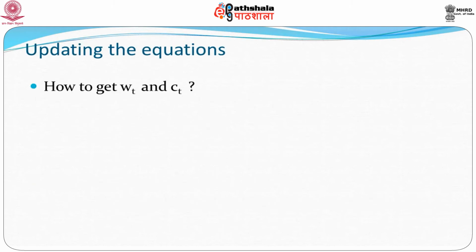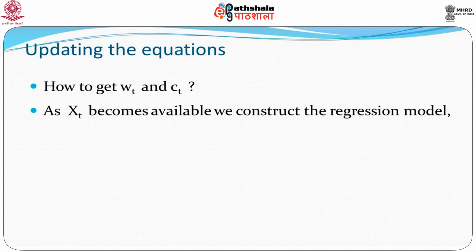But the problem is, we said that we are given Wt minus 1, Ct minus 1. How do you get this? So, suppose we are given this, then how do you get Wt and Ct for the next step? So, let us look at it this way. A new variable Xt comes in. We have done this up to t minus 1 somehow, a new variable Xt comes in now, and we have to get Wt and Ct for this new variable, so that we can proceed to the t plus 1th step.